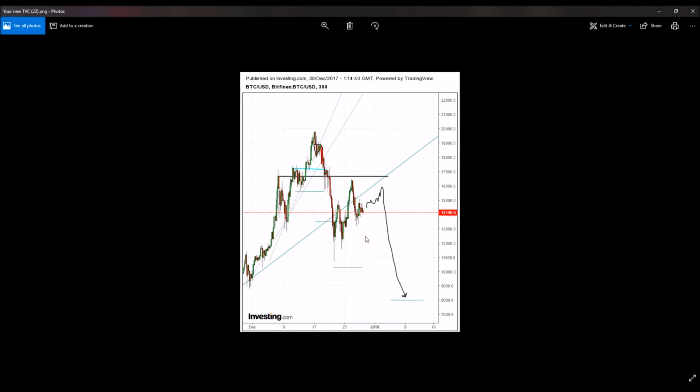It is now January 17th, so let's take a look and see how it played out on this 5-hour chart.